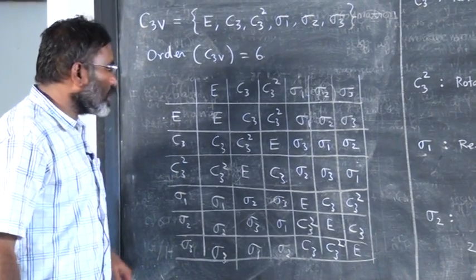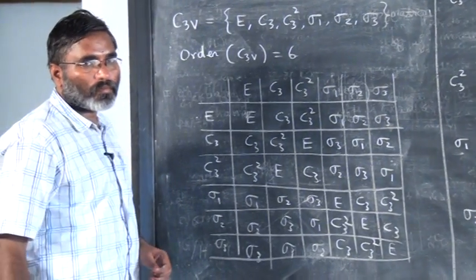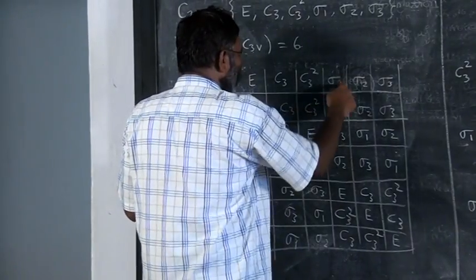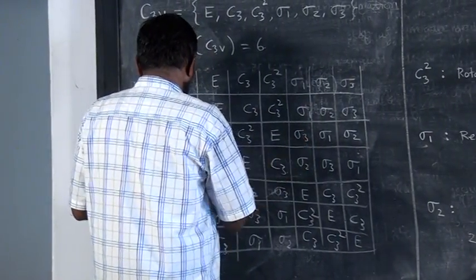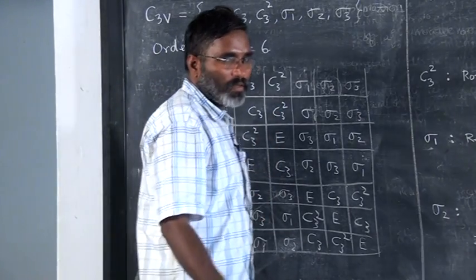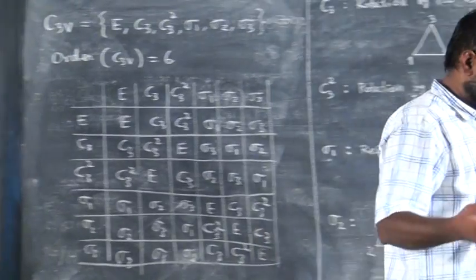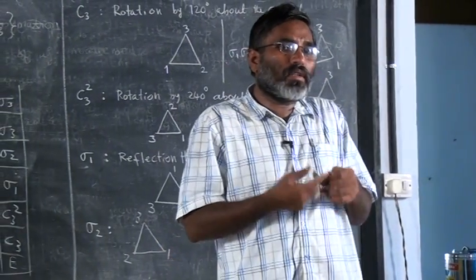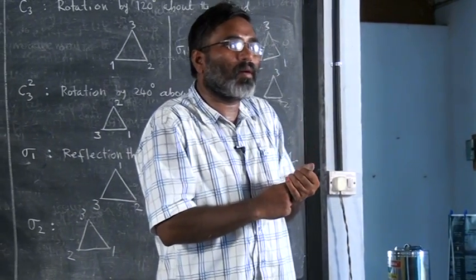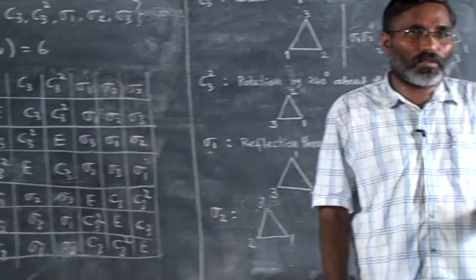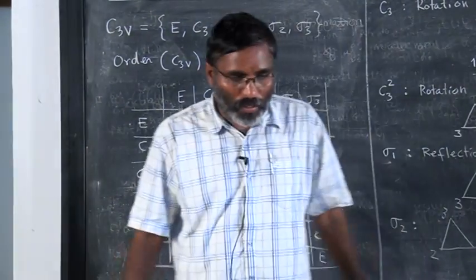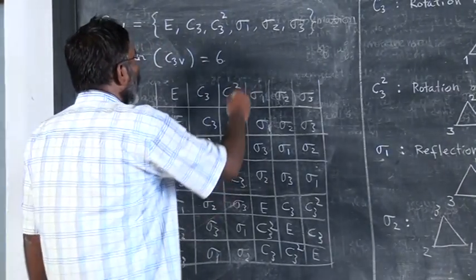Now you can ask a question, is it an abelian group? Suppose you take C3 sigma 1, it is sigma 3. Now sigma 1 C3, if you take, it is sigma 2. So it is not an abelian group. So as I told you, the first non-abelian group will come of the order of 6. First non-abelian group will come only at 6th order. So this is an example of a non-abelian group. So C3v is a group, the order of this group is 6, and it is a non-abelian group.